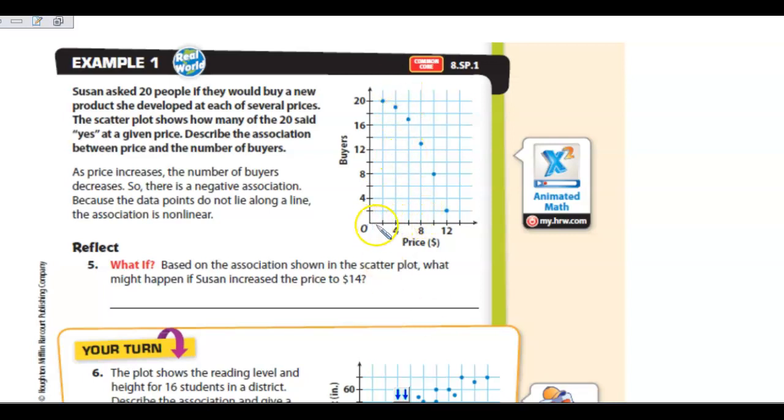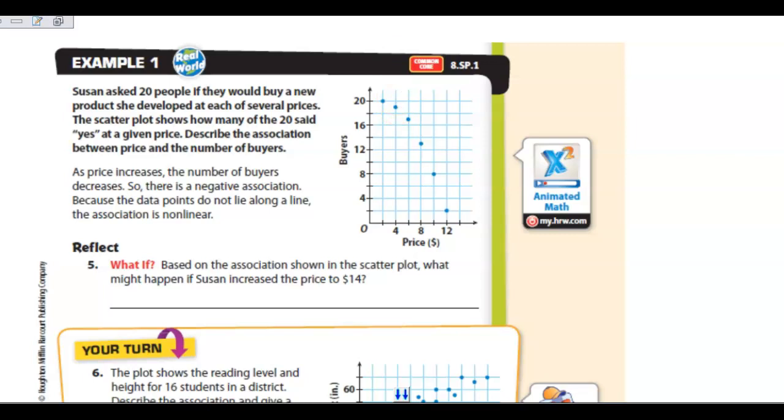See here, if it was $2, 20 people said yes. At $4, only 19 said yes. And at $6, 17. At $8, it was 13. And so what's happening is as the price is increasing, fewer people are willing to pay that price. And so this is a definite negative association.